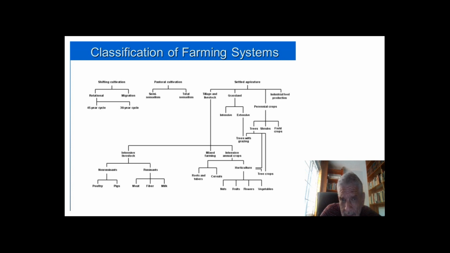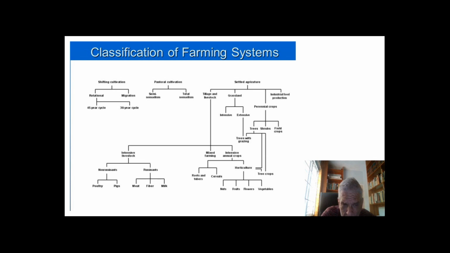And then we have settled agriculture. And of course, for settled agriculture, we can have livestock. We'll have tillage and livestock, it says here. So you can have mixed farming, where you have both crops and animals, or you can have intensive livestock. And I suppose livestock doesn't have to be intensive. It can be further broken down into non-ruminants, such as poultry and pigs, and ruminants. Those are cows for meat, fiber, and milk.